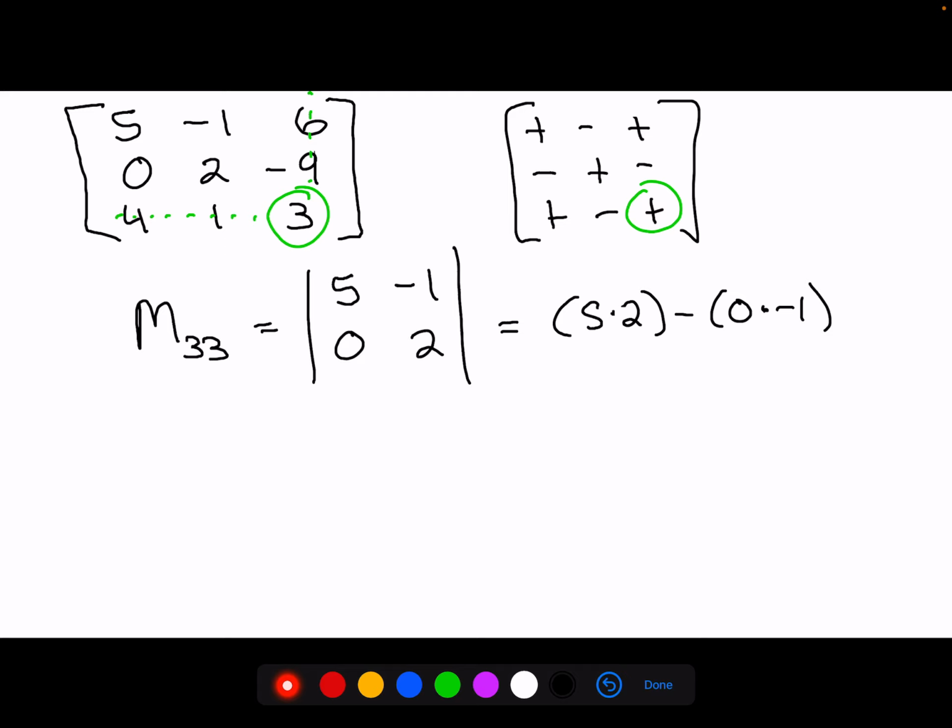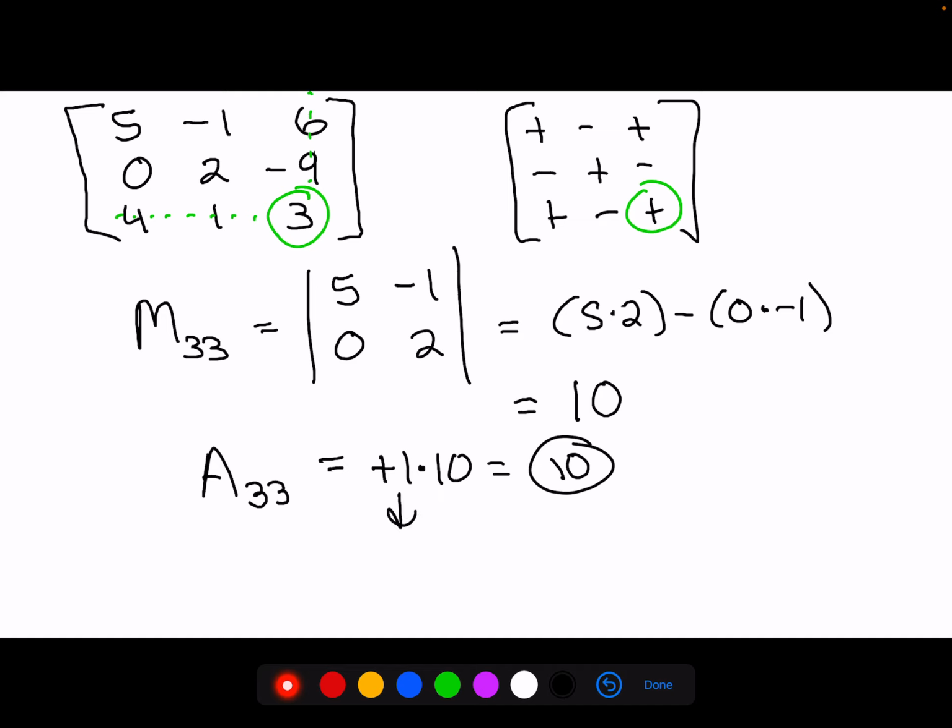It's always nice when you have zeros. It makes things work a lot faster. So you end up with 10. And so then my cofactor, I'm going to end up with positive 1 times 10, so it's going to be 10. Or for that positive 1, you could say negative 1 to the 3 plus 3 power, the i and the j. Negative 1 to the 6th power is 1. Now, if you raise a negative to an odd power, you get a negative. If you raise a negative to an even power, you get a positive.